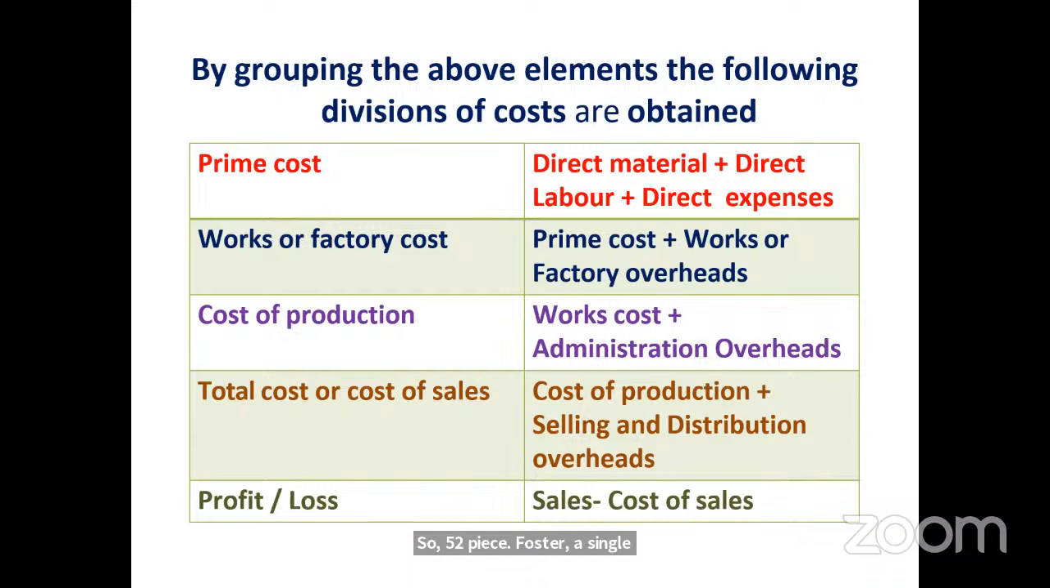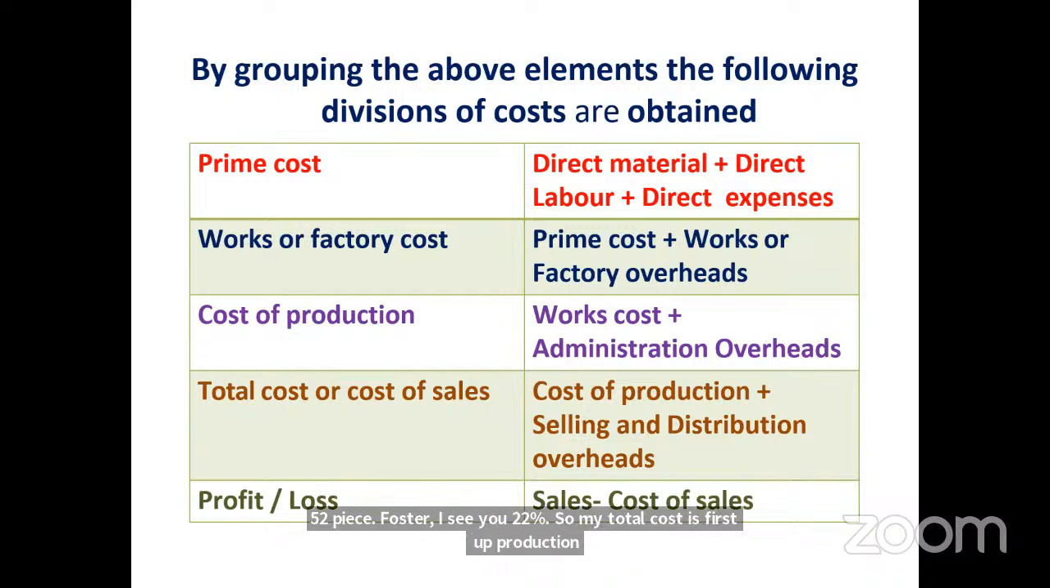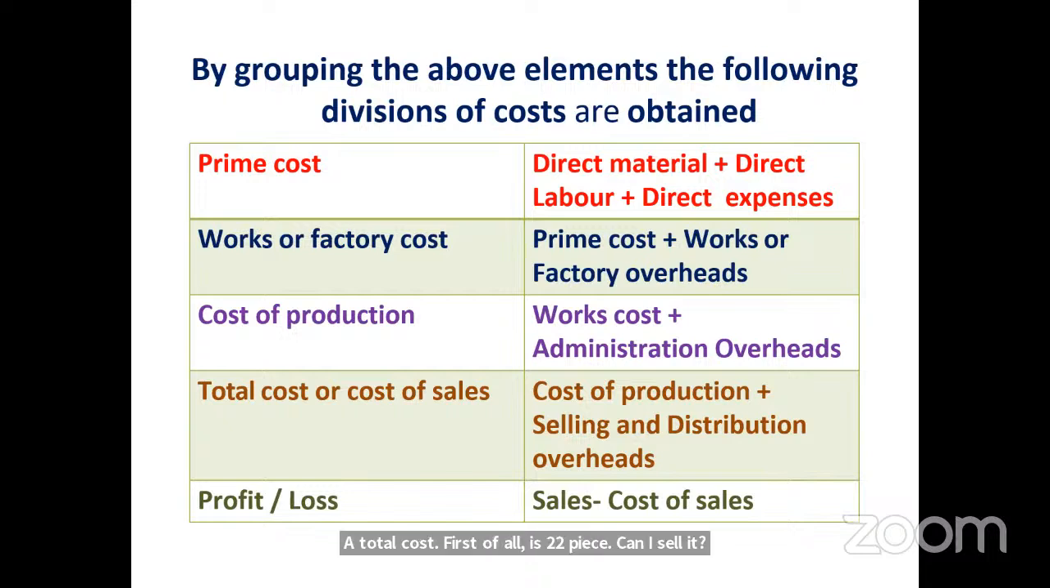So my total cost, the cost of production, is 20 rupees, or the total cost of sales is 20 rupees. Can I sell it at 20 rupees? So I have to increase the sales price. So increase and decrease of the sales price will again depend on the managerial decision.